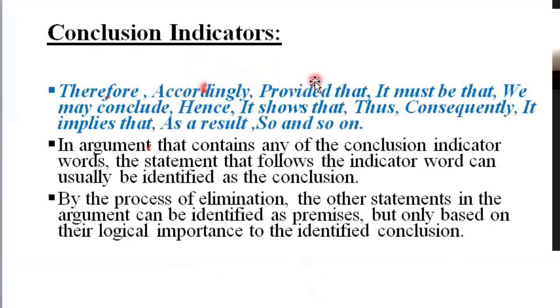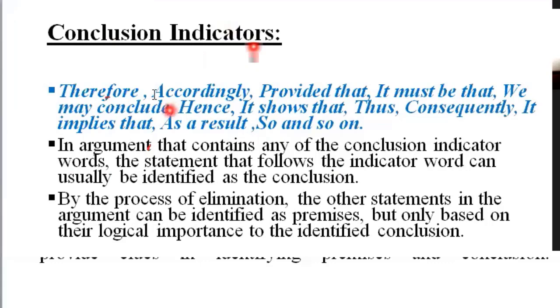Let's see these indicators. We have taken that indicator words are a means that helps us distinguish or separate the conclusion from the premises and vice versa. Let us look at those indicator words which tell us the conclusion. We call them the conclusion indicators.